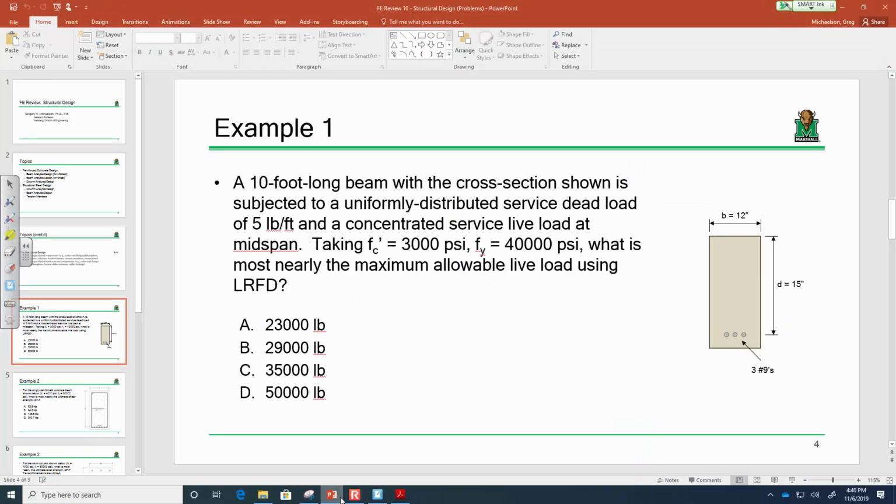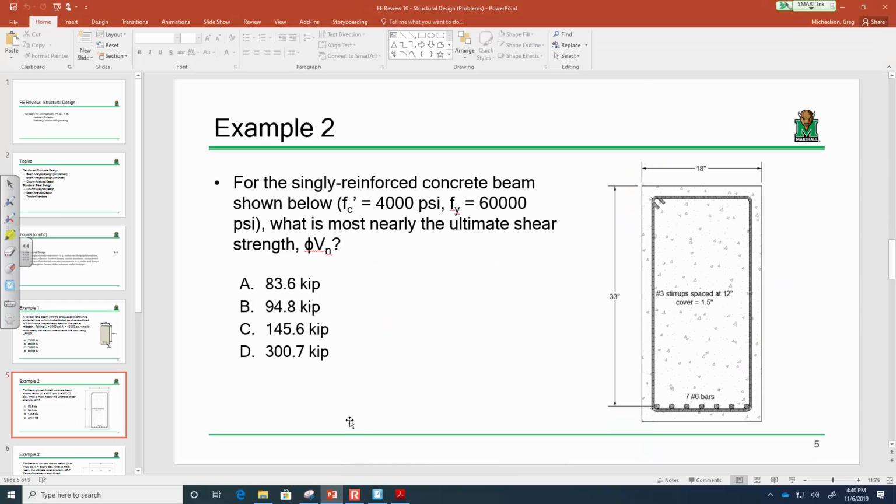All right. Let's look at problem number 2. So I have a singly reinforced concrete beam shown below. The values, I think, are a little more typical. 4,000 psi concrete, 60,000 psi steel. What is most nearly the ultimate shear capacity? So this problem, let me be clear, this is probably actually a little different than what we did in class, because we didn't really do many problems in class where I just asked you what the shear capacity was.